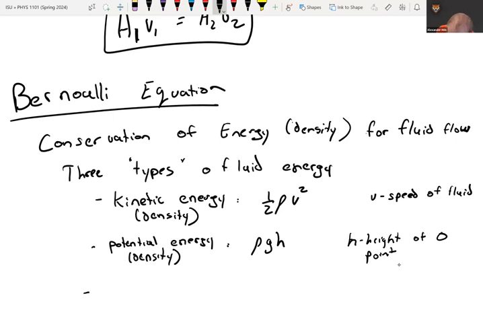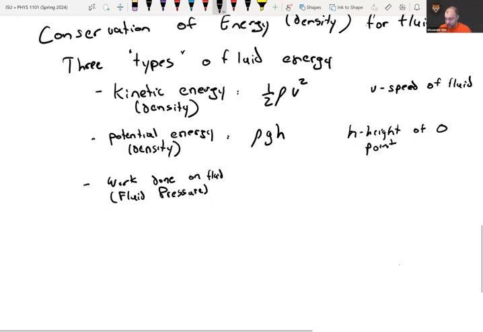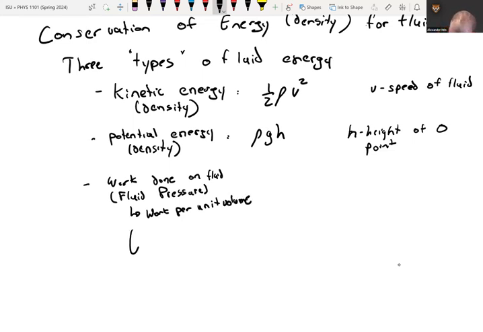And then finally, there is the work done on fluid. Basically, the way this is quantified is as the fluid pressure. Now, this is a little bit more difficult to see, but I just want to show you something really quickly here. The way we can think about fluid pressure is that it is also a work per unit volume. If we have some pressure over here, as a reminder, this pressure is equal to force per unit area.